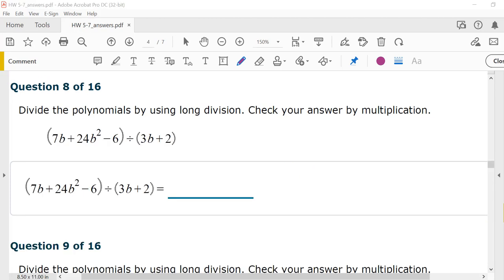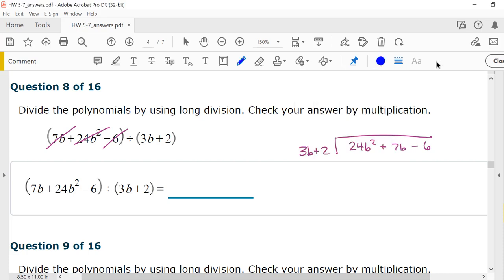Number 8, divide using long division. Ooh, it's not written in the correct order. That first one, the dividend, we need to write it in decreasing powers of b. So I'm going to write 24b squared first, plus 7b minus 6. Divide that by 3b plus 2.